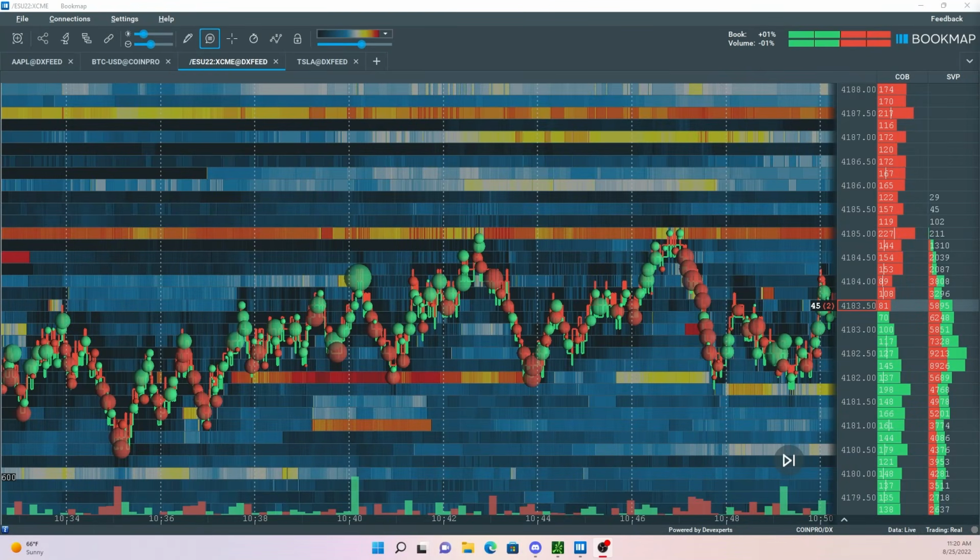So in today's video, we're going to be discussing a day trader's paradise, utilizing Bookmap to identify buy and sell signals inside the market.